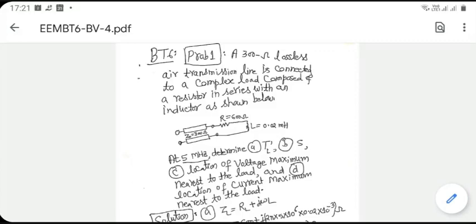Z0 for the line is 300 ohm. It's a lossless line. At 5 megahertz, determine tau L, that means the complex value of the reflection coefficient at the load. Then VSWR, which is also the same thing as CSWR. In fact, we generally call it SWR. Then the location of the voltage maximum nearest to the load, that means the first voltage maximum closest to the load, and the location of the current maximum nearest to the load.